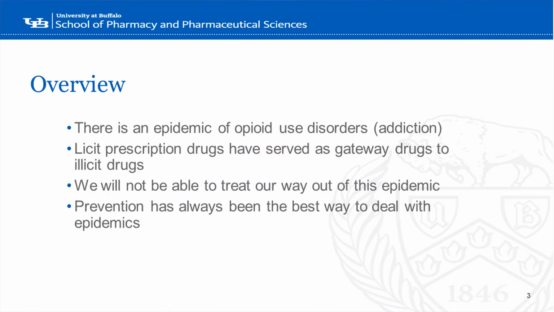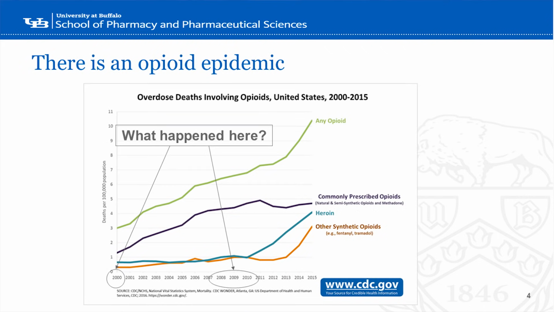As an overview, most of you know that there is an epidemic of opioid misuse in this country. Illicit prescription drugs have served as a gateway to illicit drugs, which has led to this epidemic of opioid misuse. And we're not going to be able to treat our way out of this epidemic. Prevention has always been the best way to deal with epidemics. And how did this occur?